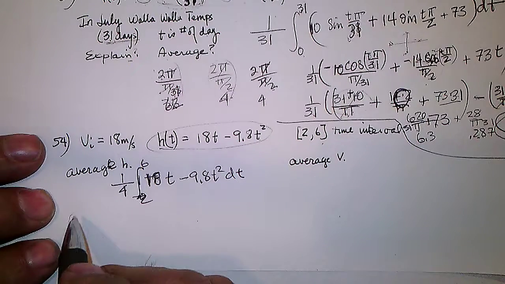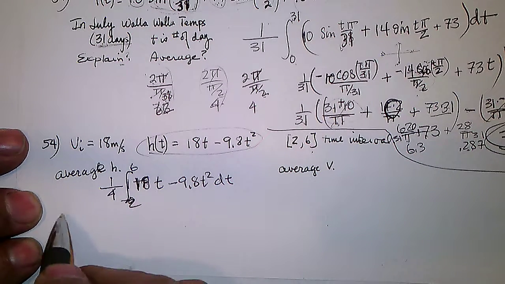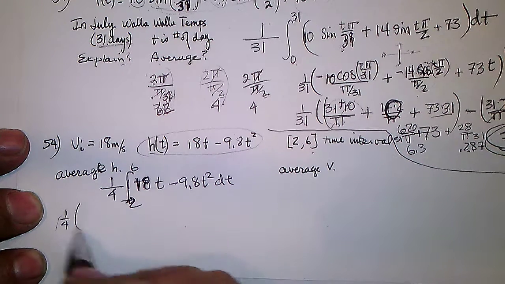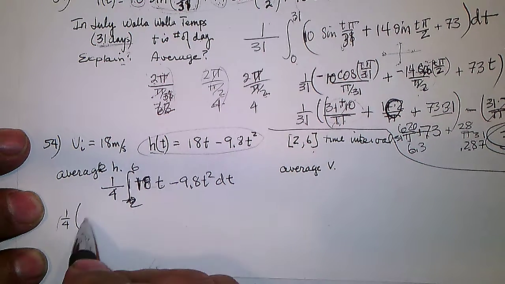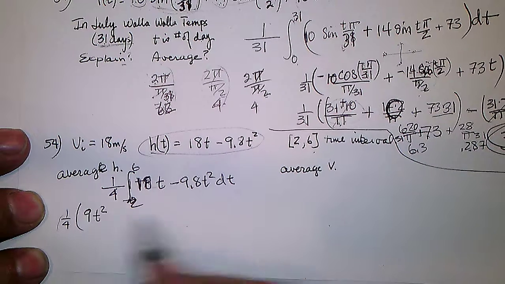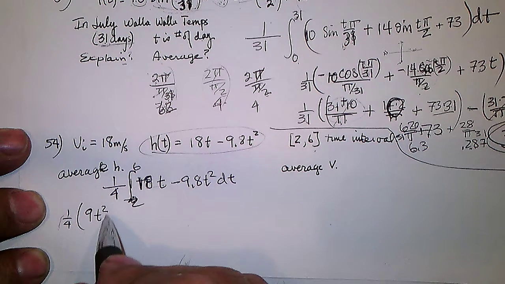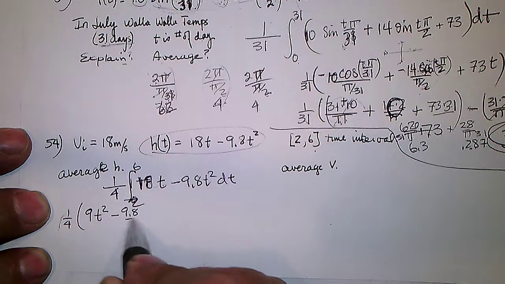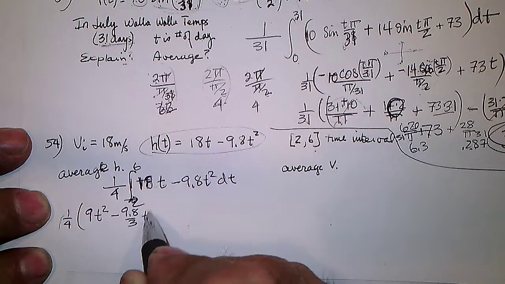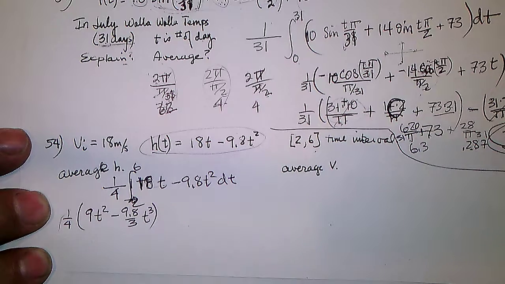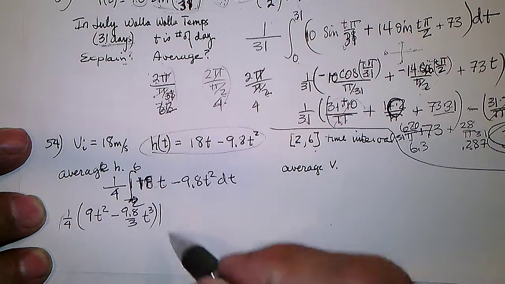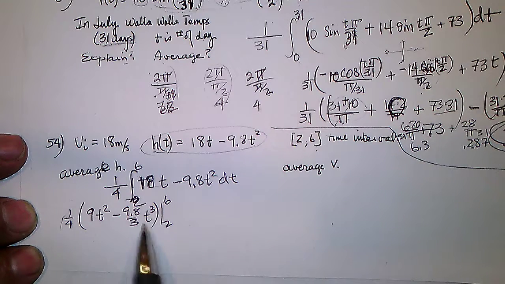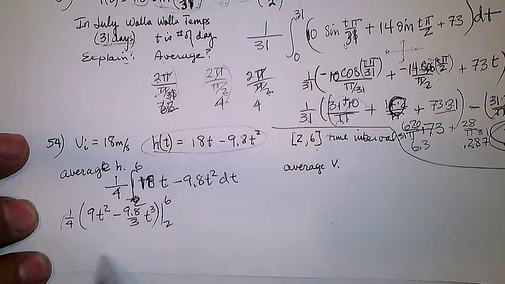So that's 1/4 of 9t squared, and 9.8 divided by 3t to the third, evaluated from 2 to 6. Plug 6 in there, plug 2 in there, and take 1/4 of that, and that'll be your average height.